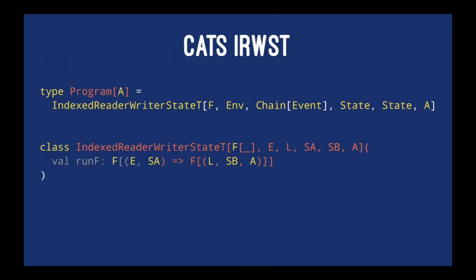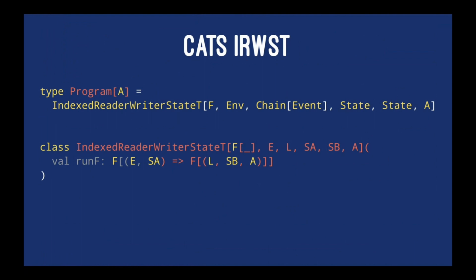So in Cats, there is something called IndexedReaderWriterStateT. That is like a richer version of State that was introduced in the previous talk. So it looks like it's made for our use case. The only thing that's missing is the error. So in order to have an error type, we need to use maybe Either as our F. But the problem with this is that if you look at the underlying implementation, you see that it's actually a function from a tuple to an F of another tuple.